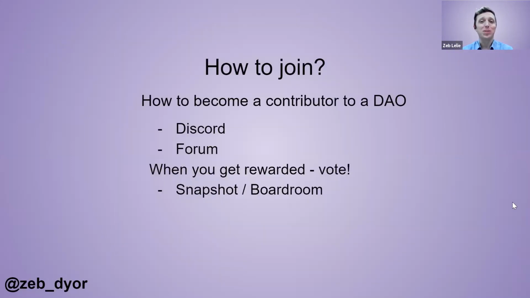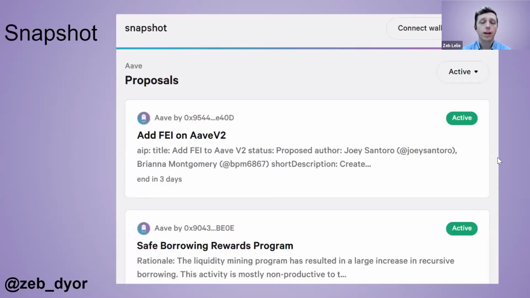If you are a contributor, you get tokens, you are rewarded, you are allowed to vote. And that is mainly done on two apps right now, Snapshot and Boardroom. And here you can see an example. So there you would connect your wallet if you have tokens and you are allowed to vote, otherwise it is no use. And then you can see these active proposals, in this case from Aave, a new collateral type, for instance, and then people vote on it.